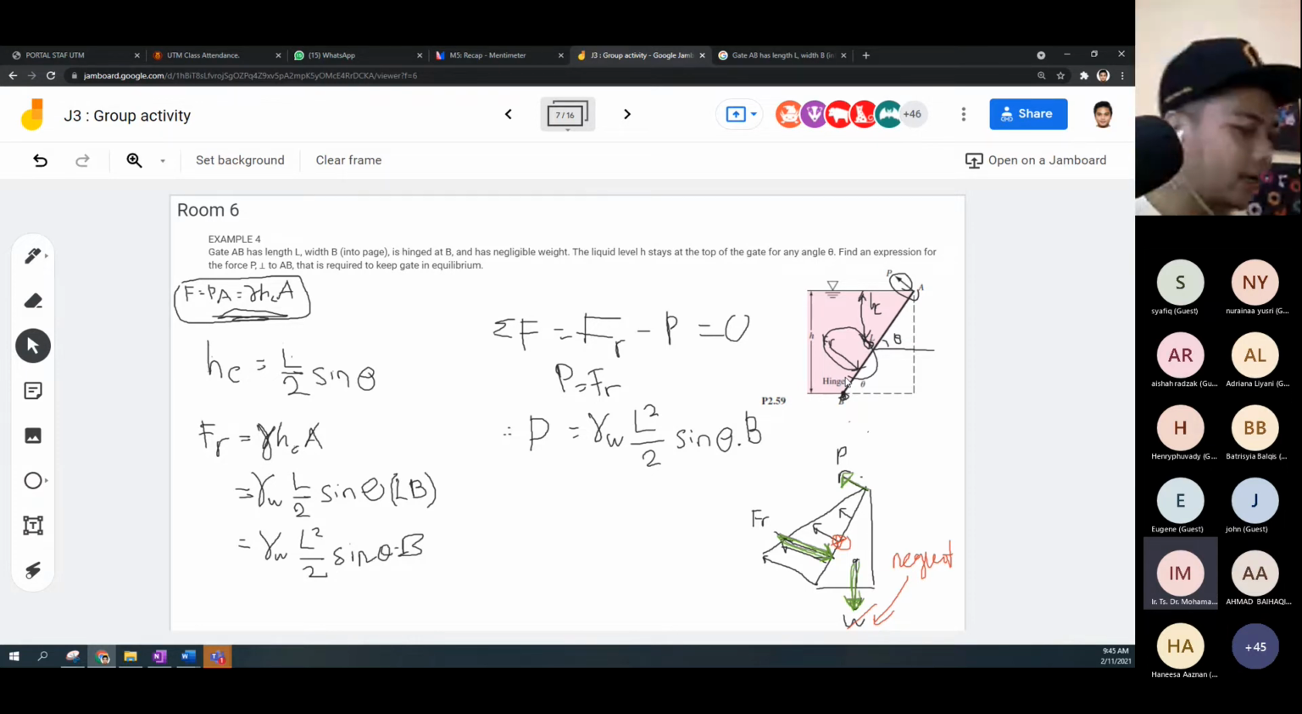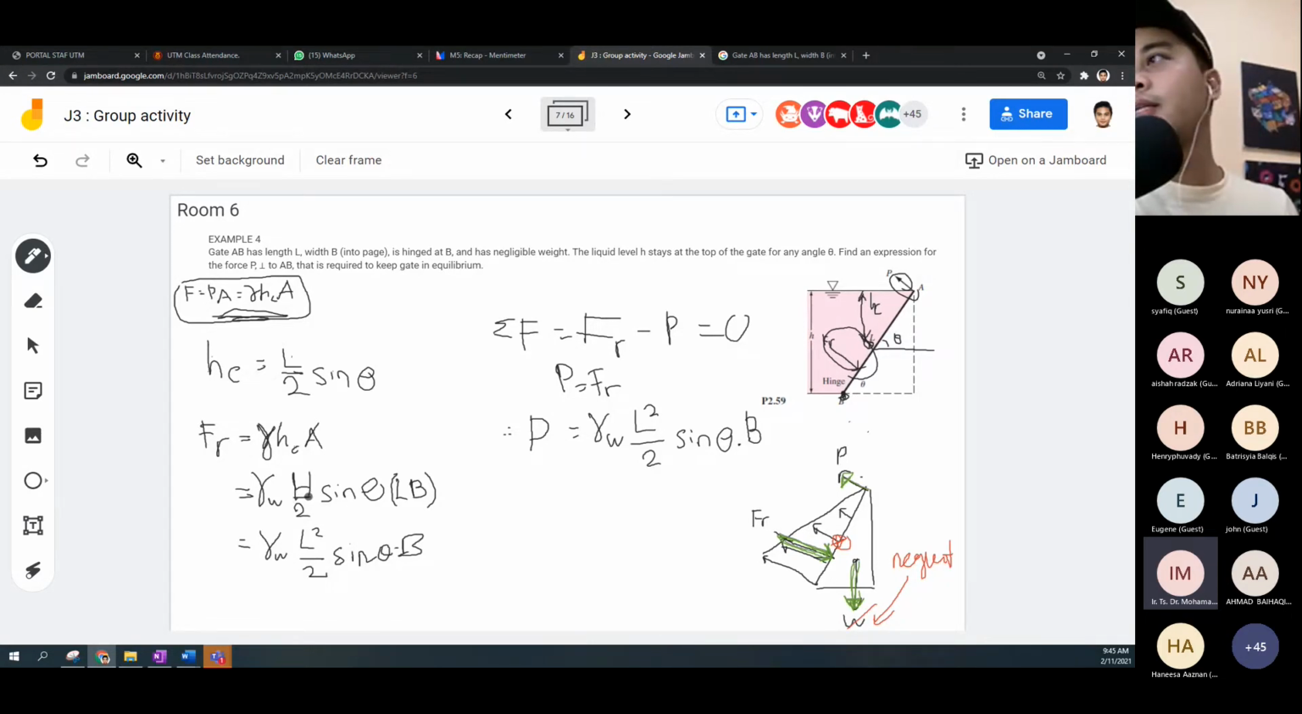Is it? Supposedly, when you refer to this, you should consider the X and Y. Okay, proceed. So we do P equal to FR. FR we use the formula gamma HCA. Gamma is gamma of water times HC. HC we obtain from, L here should be H. This is H, remember? We are referring from the vertical direction. So, H over 2, multiply with sine theta, correct, and LB.